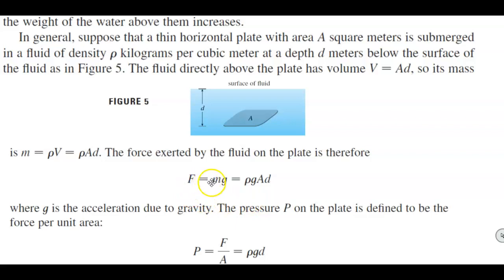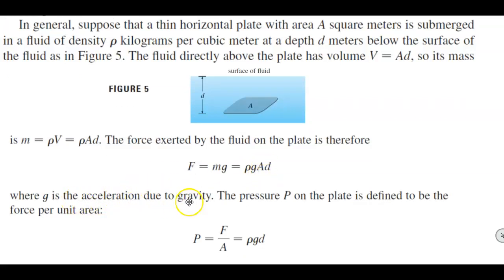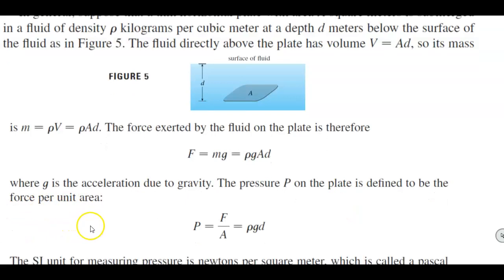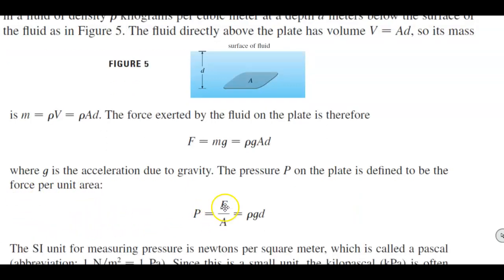The force, which is equal to mg, then becomes rho times g times A times D, where g is the acceleration due to gravity. Now the pressure P on the plate is defined to be the force per unit area. P, which is equal to the force over the area, is equal to rho times g times D.